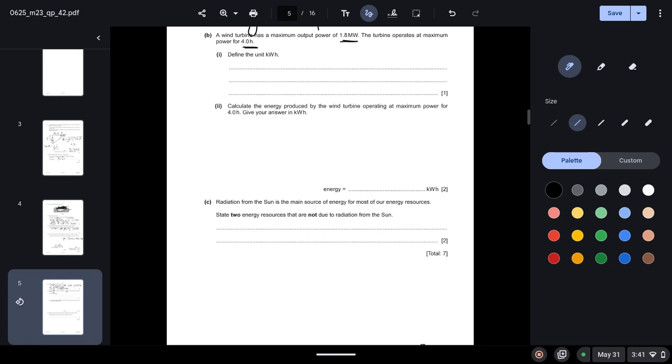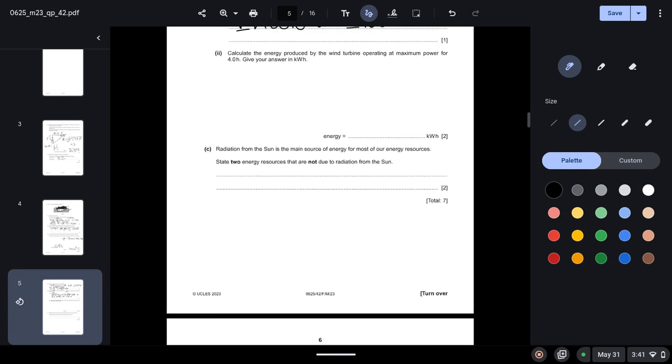So the energy transferred in 1 hour, at what rate? At 1 kilowatt per hour.